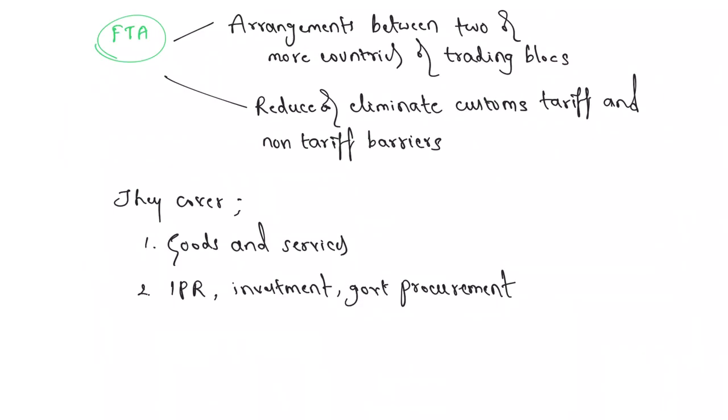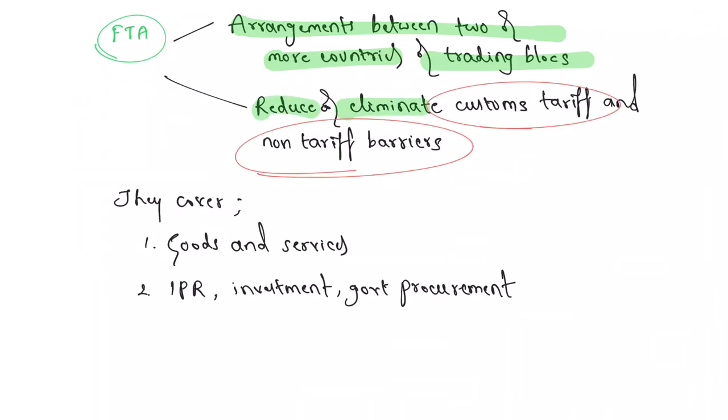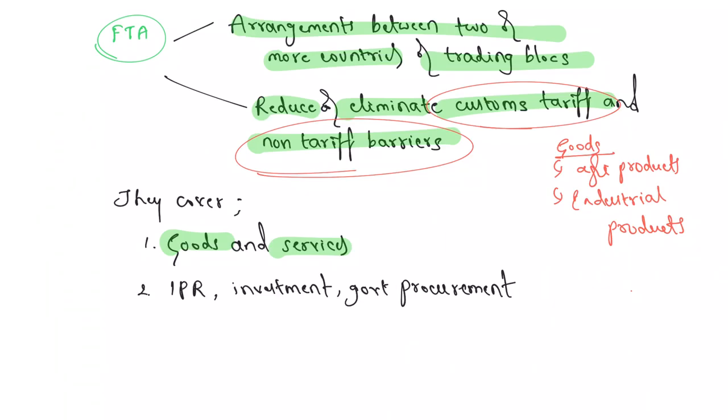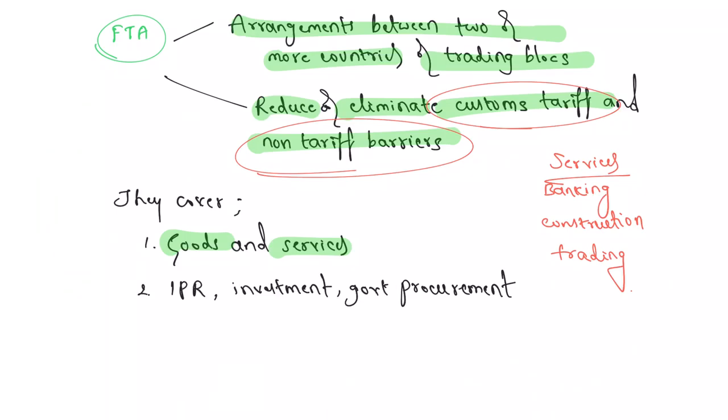What is a free trade agreement? Free trade agreements are arrangements between two or more countries or trading blocs that are primarily agreed to reduce or eliminate customs tariffs and non-tariff barriers on substantial trade between them. Free trade agreements normally cover trade in goods, and they cover services also. Goods such as agriculture or industrial products, and trading services, that is banking, construction, trading, etc.